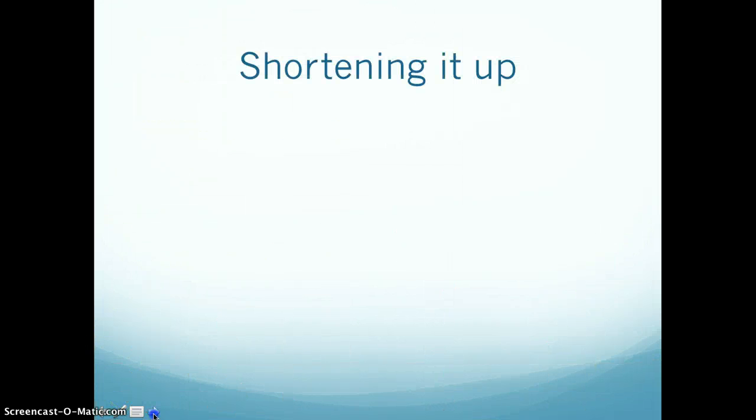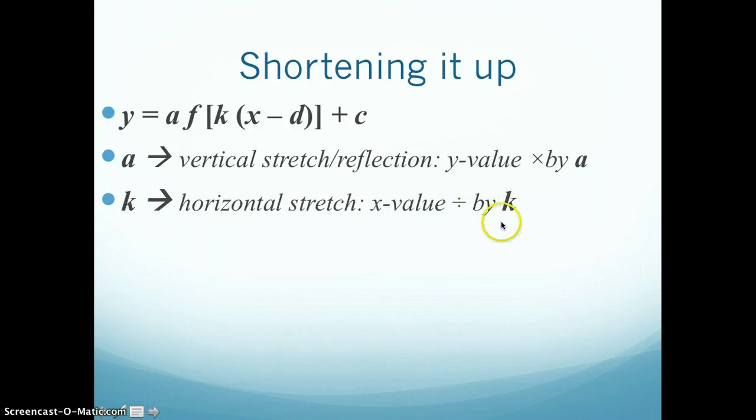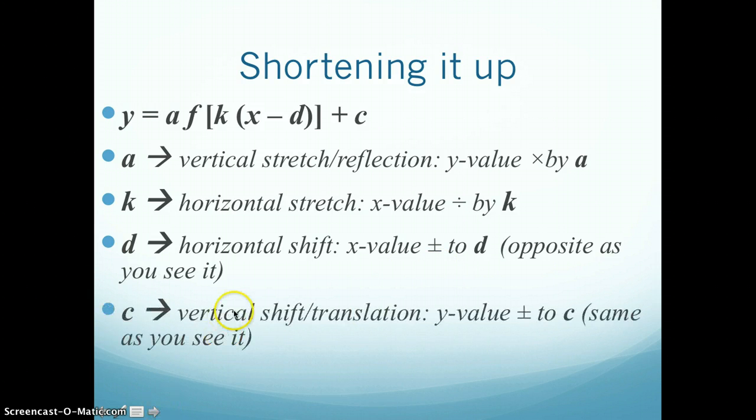Okay, so this is that same slide I showed you before. I'm just reminding you. If you have A, K, D, and C, all these numbers that are embedded in your equation, then A is the number that you're going to use to multiply by your Y values. And K is the number that you're going to use to divide from all of your X values. D is the number you're going to add to all of your X values, opposite as you see it. So if it says minus, you're going to add. If it says add, you're going to minus. And then C is the vertical shift. That's the number that you're going to add to all of your Y values exactly as you see it. So if it says plus 5, then move up 5.